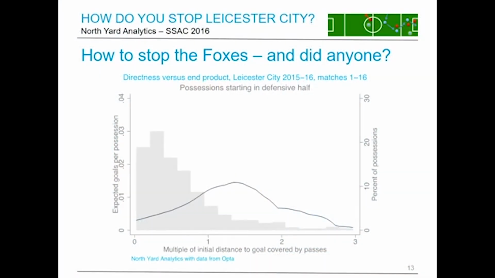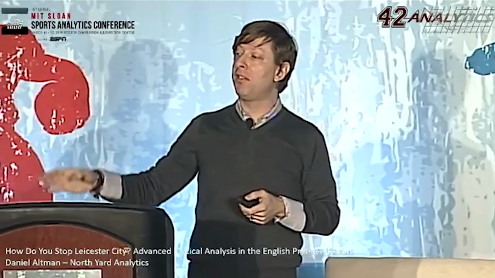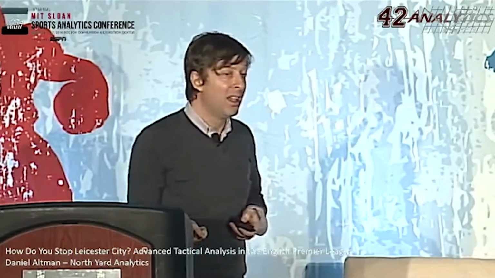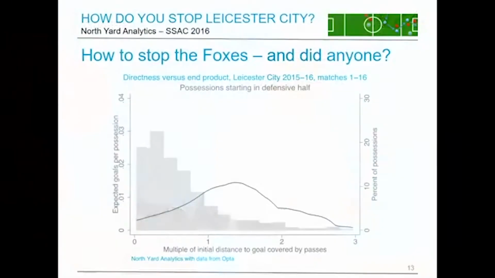Most of their possessions do end fairly quickly. This is true for most teams. But they get a decent number that are sort of in the sweet spot there where the chance of scoring is the highest. You can see the expected goals per possession peak at around 1.25, 1.5 times the distance from goal. So that's saying that if they just go a little bit further than the initial distance to goal, that's when their chance of scoring is highest. And you can see the gray bars underneath there showing how frequently they're able to do that.